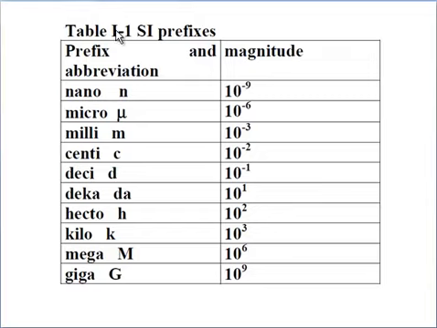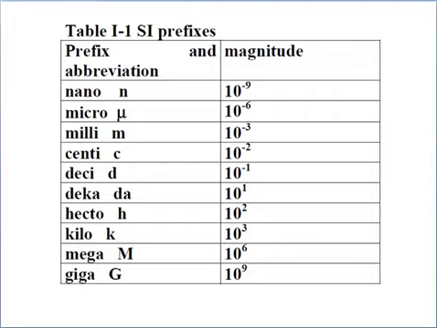You'll find in the text in Unit 1, Table 1.1, which is a list of the SI prefixes. On the left-hand column, you see the prefix and an abbreviation, and in the right-hand column, you see the magnitude. The association of the prefix nano, for example, with 10 to the negative 9th means that 1 nanometer is 10 to the negative 9th meters. And 1 kilometer, for example, is 10 to the 3rd meters.